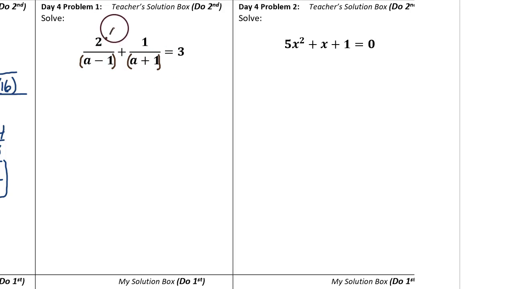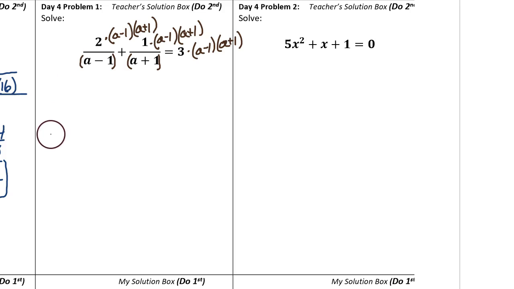So let's times our first numerator by that LCD, a minus 1 times a plus 1. Also times that next numerator by a minus 1 times a plus 1. And times the 3 by a minus 1 times a plus 1. Why do you do that? It's so that our denominators cancel away. A minus 1 cancels a minus 1. Over here, a plus 1 cancels a plus 1.